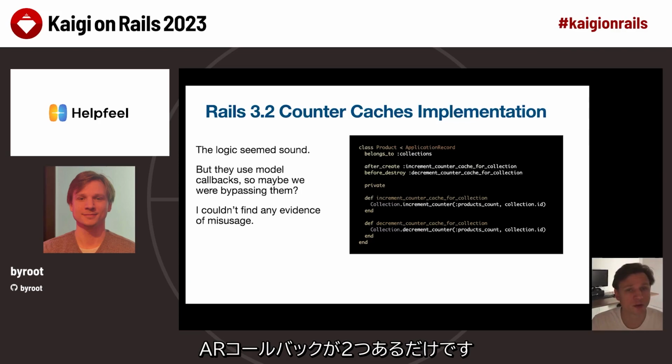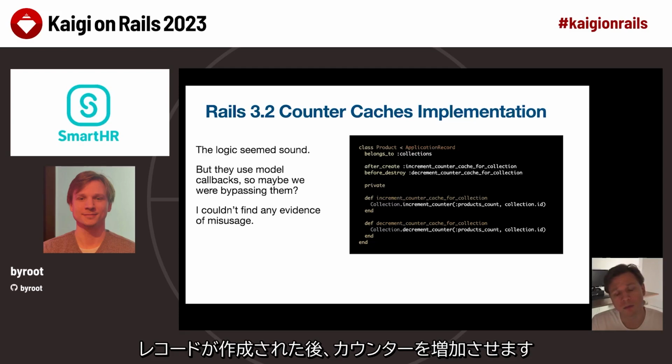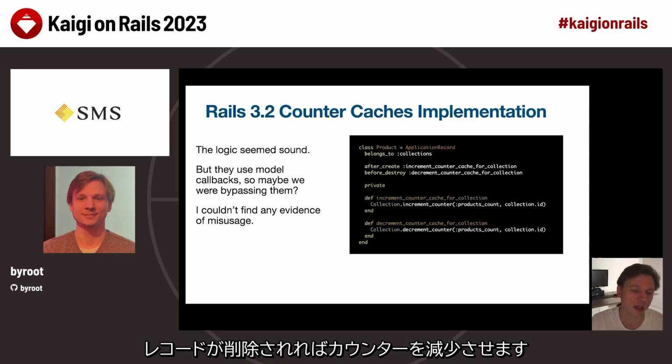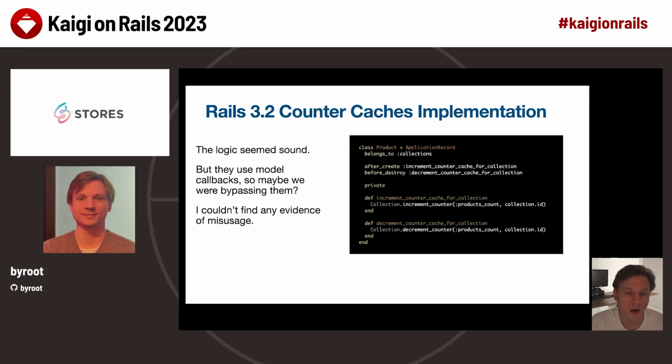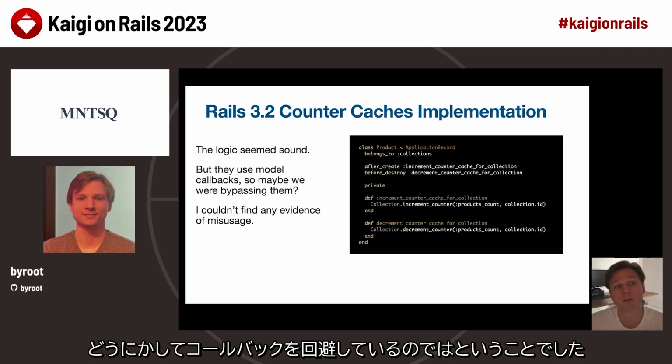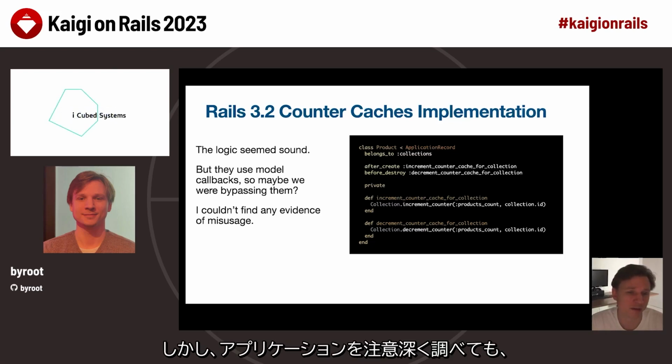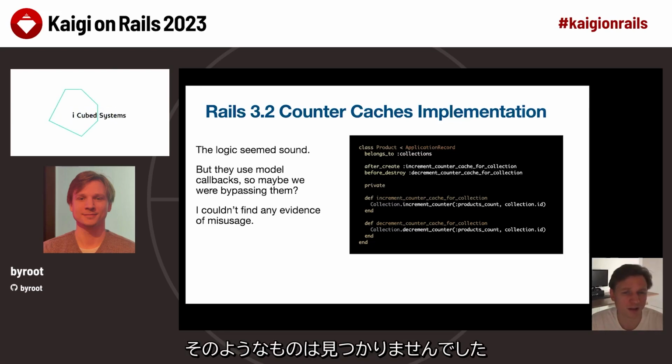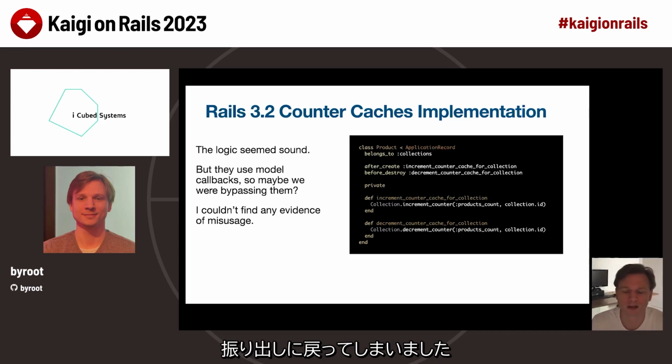As you can see, it uses simply two Active Record callbacks. After a record is created, it invokes the incrementer. Before a record is destroyed, it decrements. So my first thought was that since it used model callbacks, perhaps we were doing updates by bypassing the callbacks triggering. But a careful audit of the application didn't reveal anything like that. So I was back to square one. I had no idea what was going on.